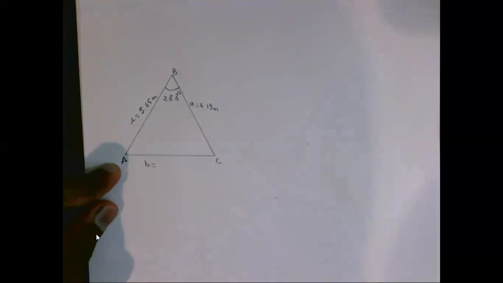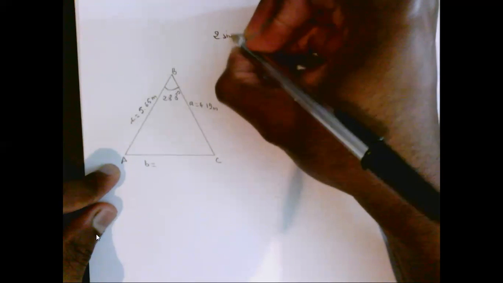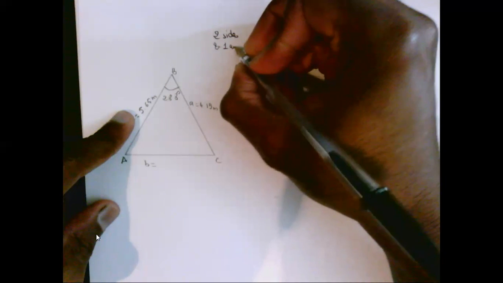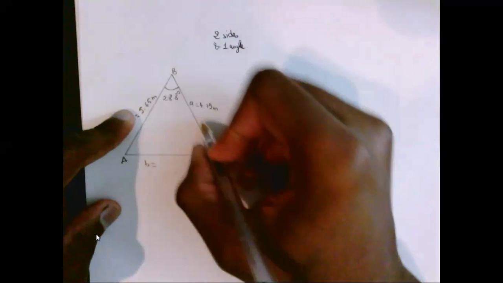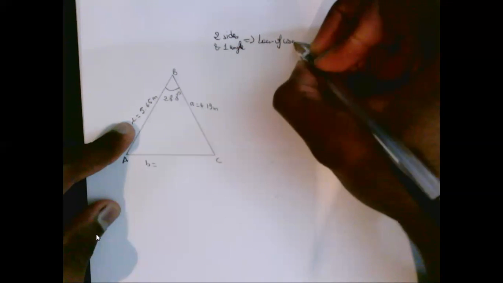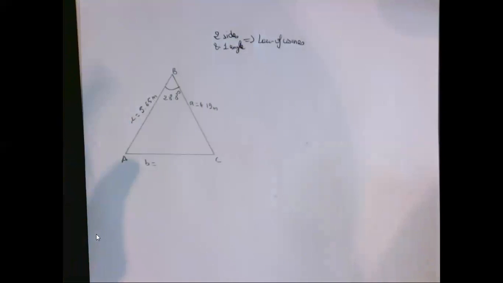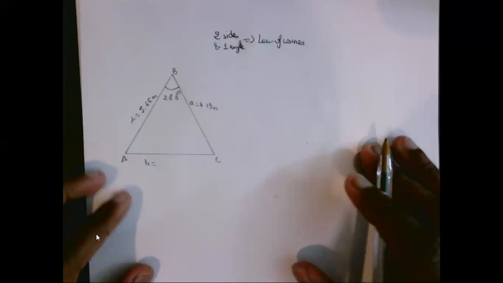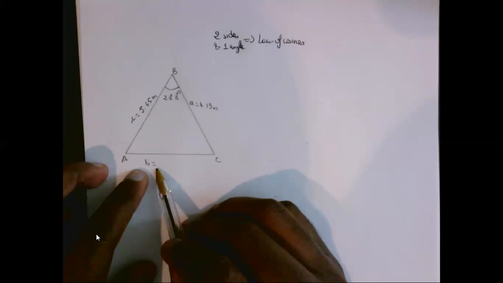So here we have what? We have two sides and one angle, and those two sides are adjacent. So two adjacent sides, one angle, automatically law of cosine. That's what should come to your mind directly. Law of cosine, that's the first reflex that we should get. Now we need to figure out what's the length of the side b.